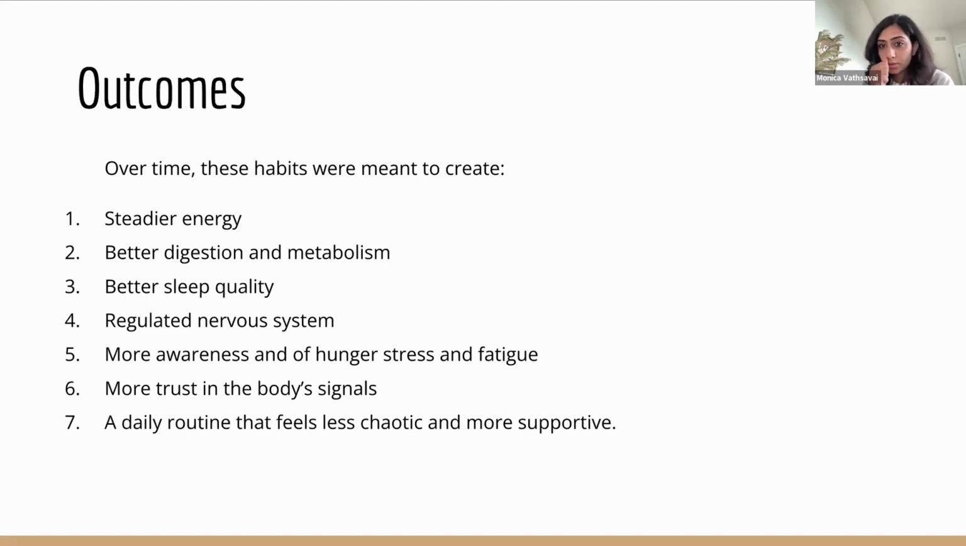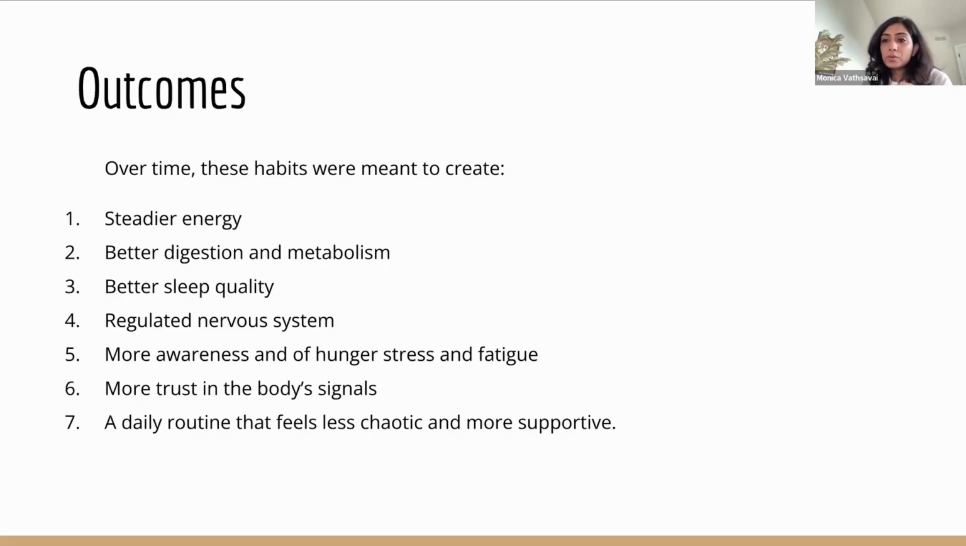And another major outcome, I would say, is nervous system regulation. This may show up as feeling less rushed or less reactive and less overstimulated. And as you repeat these habits, the repetition, the predictability, and the moments of presence and pause, they help create the sense of safety in the system. And when our nervous system feels safer, everything else becomes easier. Digestion, sleep, energy, decision making, everything else falls into place.